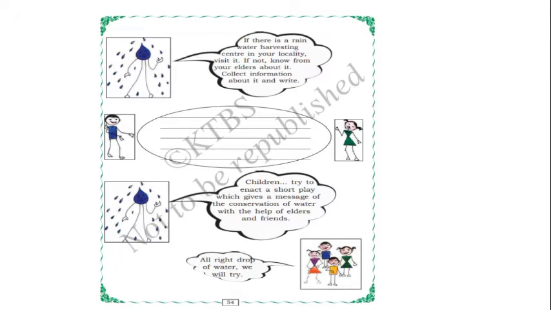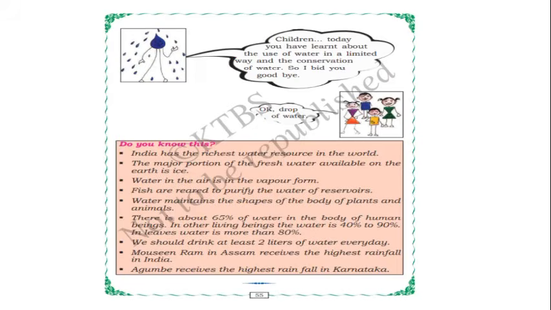And children, try to enact a story play which gives a message of the conservation of water with the help of elders and friends. So how to do the conservation of water, you should discuss with your parents, and you can get some knowledge to prevent the wasting of water, or else how you should save the water, how you should store the water when it is raining. Okay, yes. Then the drop, the children will say, all right drop of water, we will try.